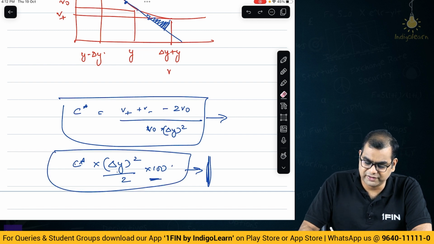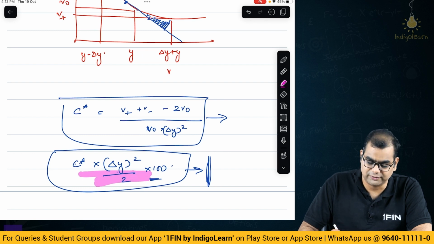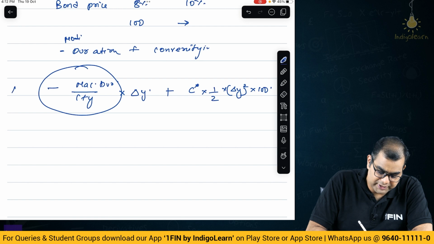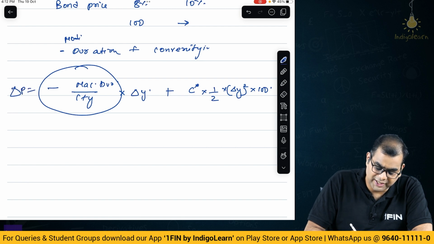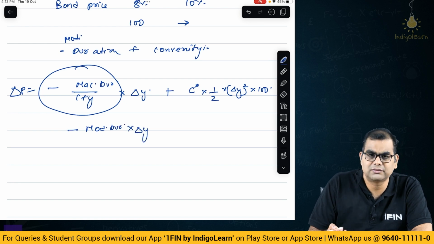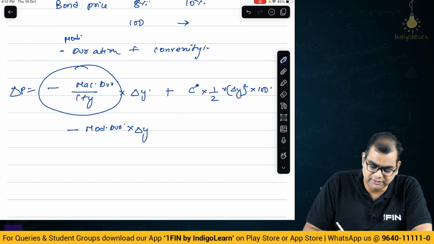Okay. My preference is doing by 2 here rather than doing by 2 here. Okay. So, change in price delta P is equal to minus Macaulay duration by 1 plus y, or minus modified duration, into delta y, right. Modified duration is Macaulay duration by 1 plus y, right, plus C star. And please note, it is not minus, you take minus only once.